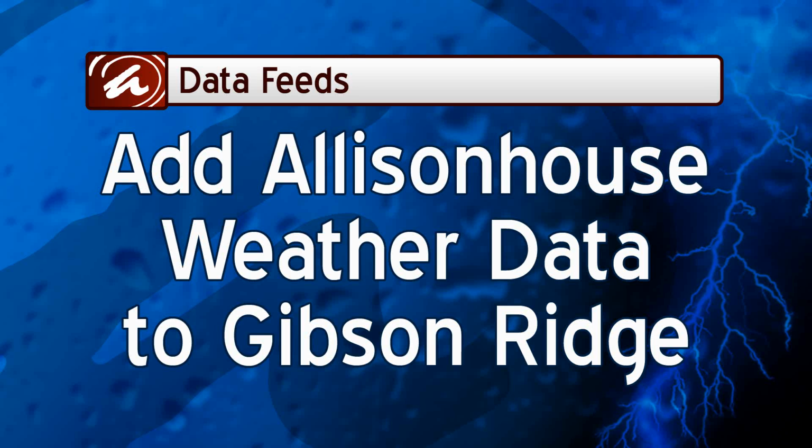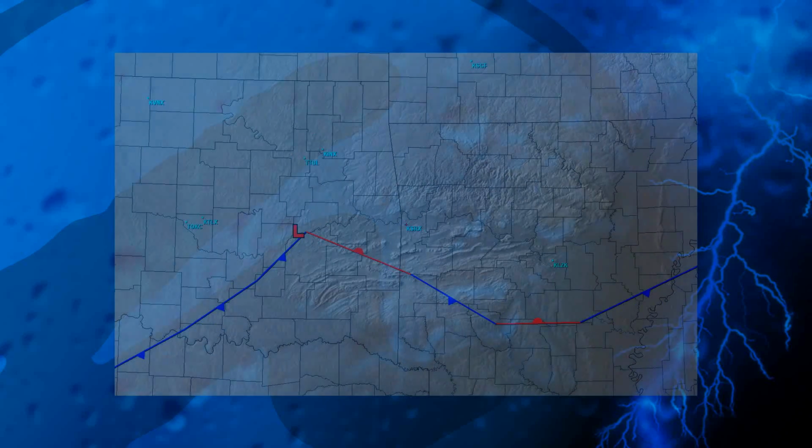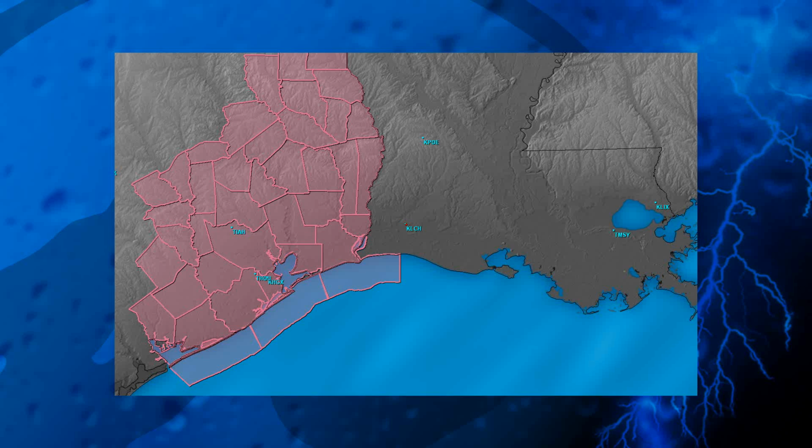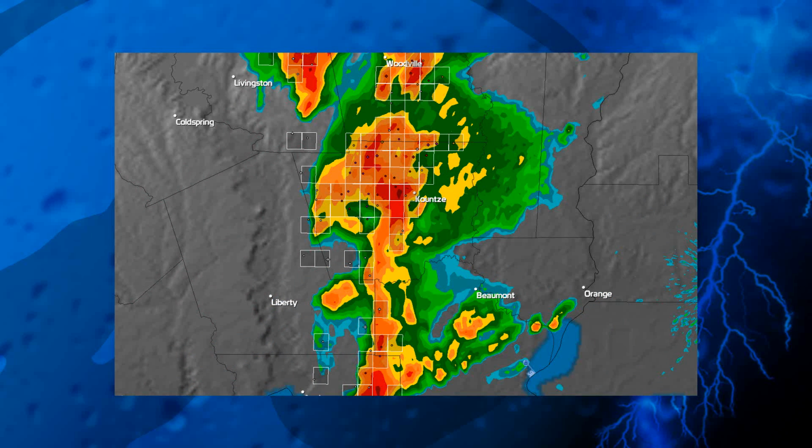It's easy to set up your Gibson Ridge product suite to use Allison House's more reliable weather data. In this tutorial, we are only talking about non-radar data, things like surface conditions. If you're trying to find out how to include our radar data, you'll need to view our other tutorials because the process is a bit different.